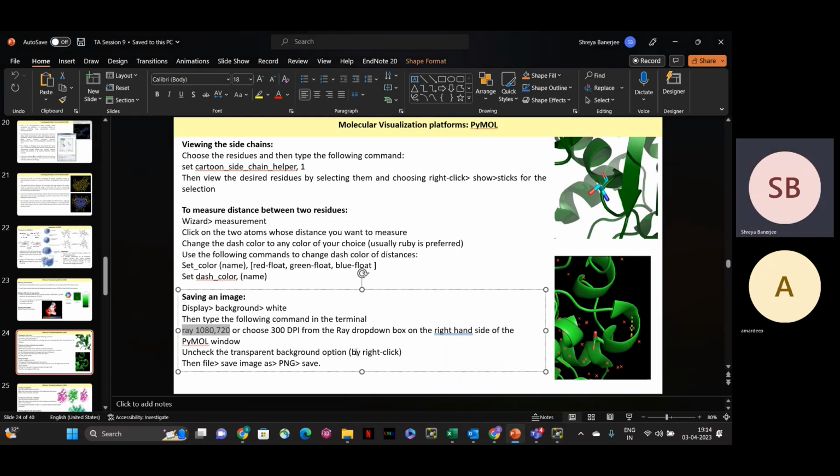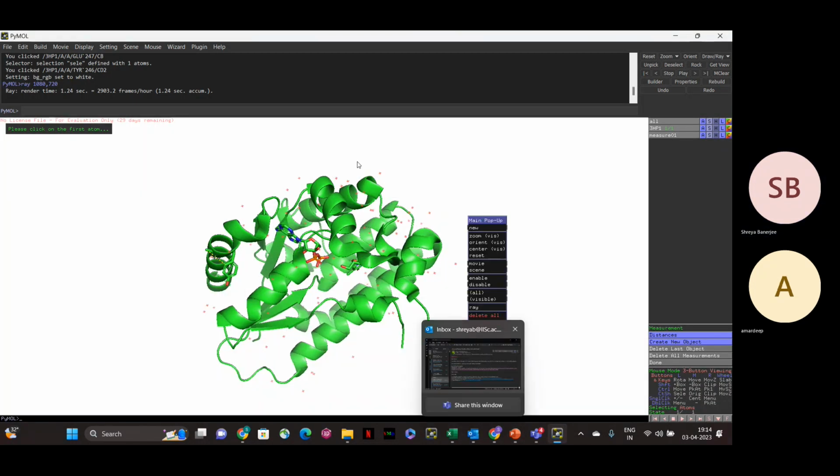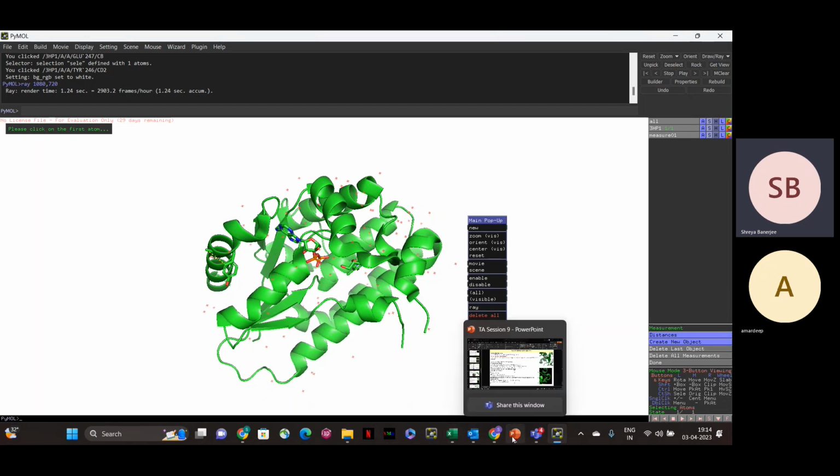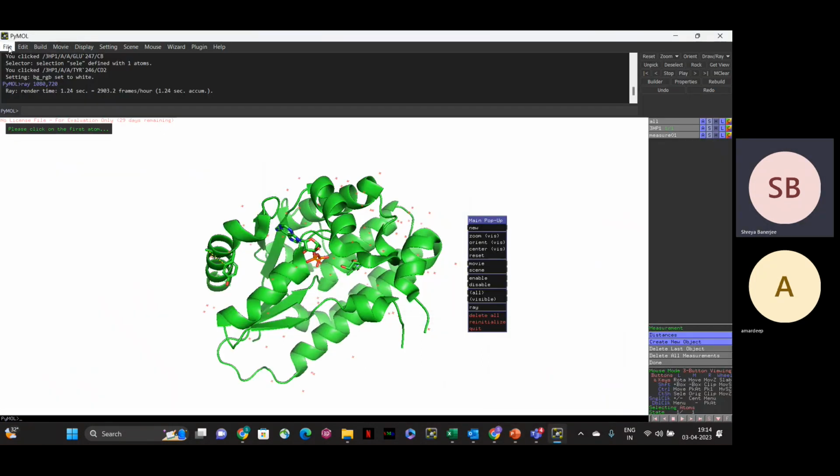Then you can uncheck the transparent background by right click. So I can just right click here. And it is now high resolution. And then file, save image as PNG and save. So I'll go to file.